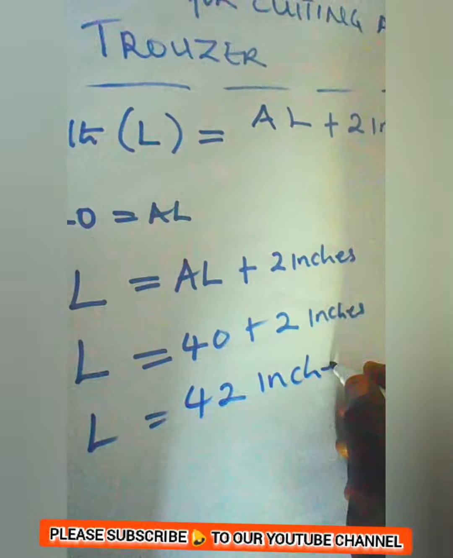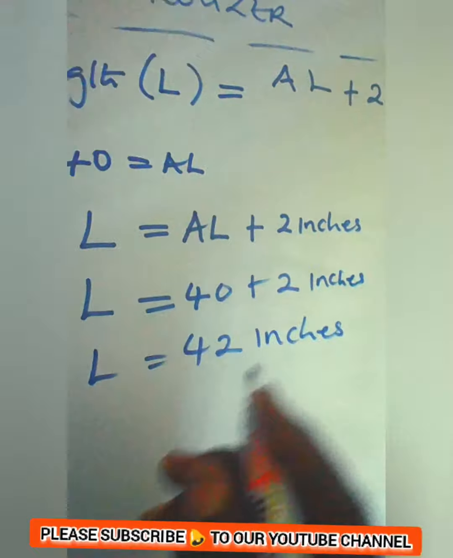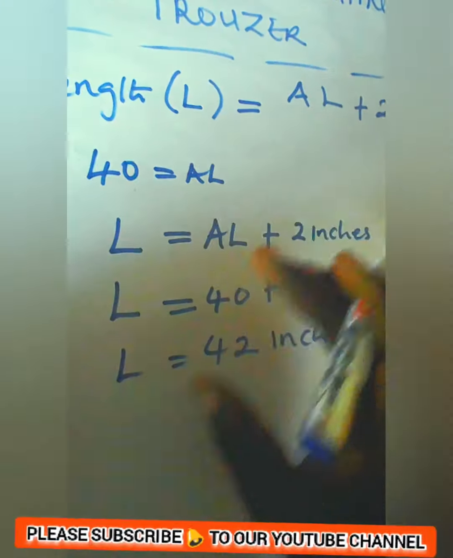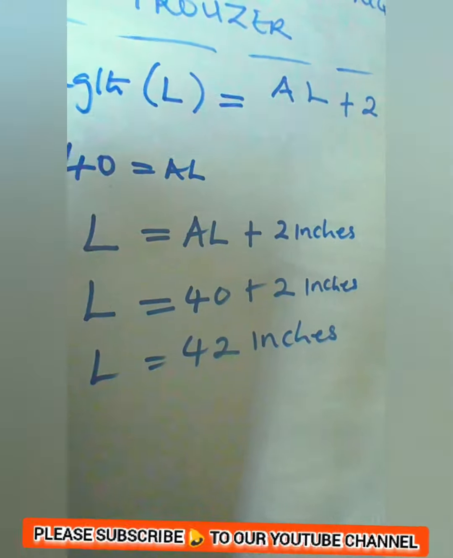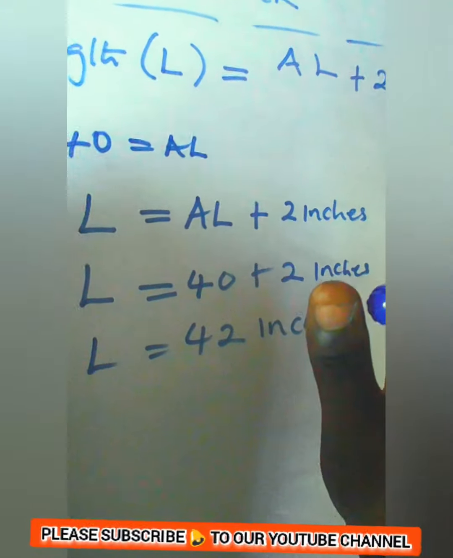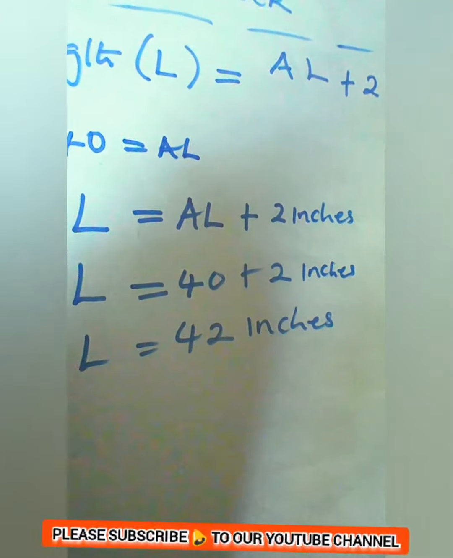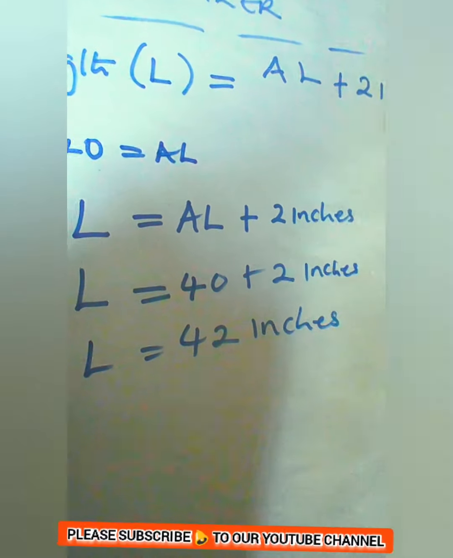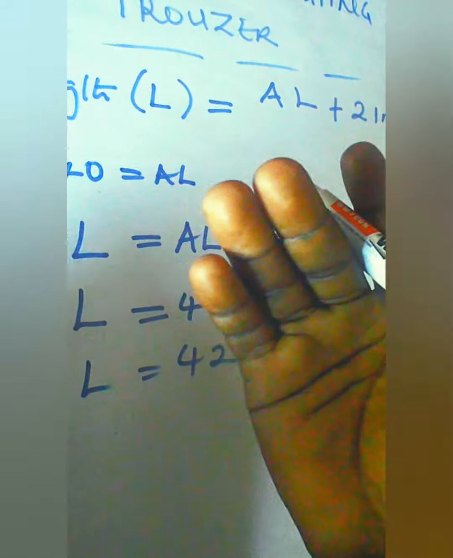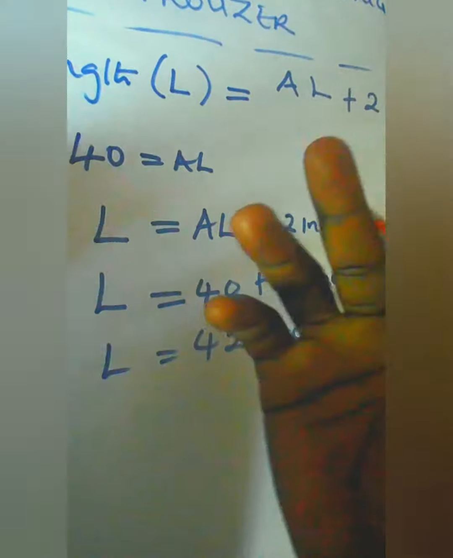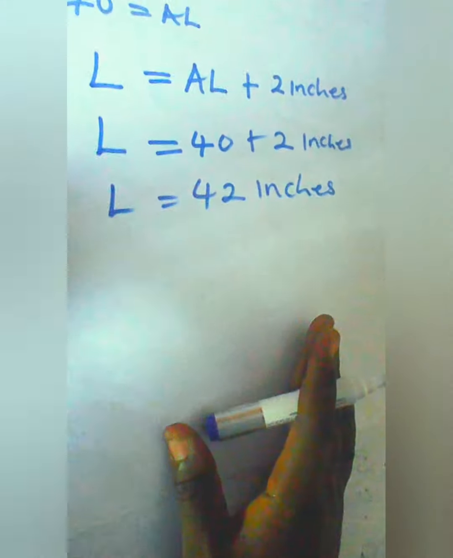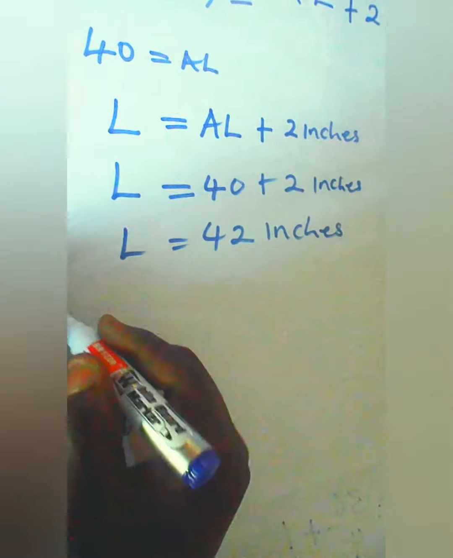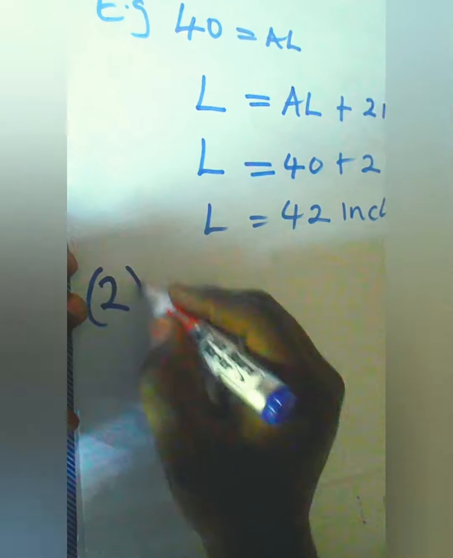So the length you are going to use while cutting for this particular client, I'm going to demonstrate it practically so you see it, is now 42 inches. The 2 inches is for the fold under, that's around the ankle side. So that's for length. Straight we'll go to the second one, which is the waist.